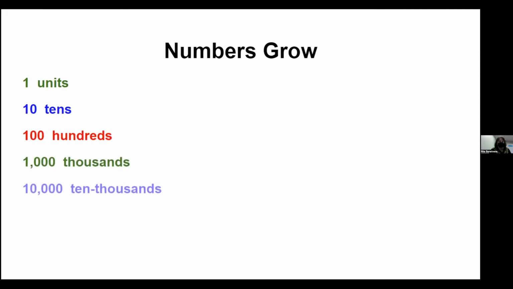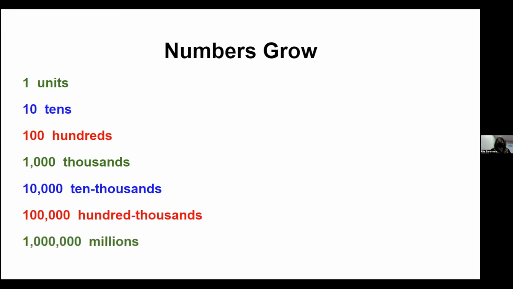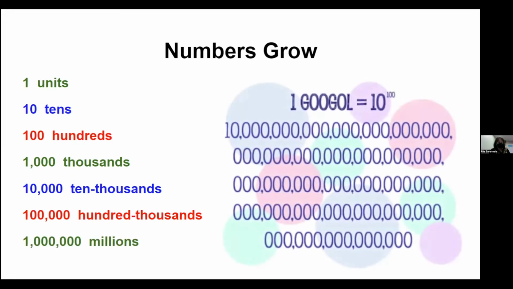people just needed numbers in the units, and tens, and then hundreds, and thousands, and 10,000s, and 100,000s, and millions, and today we have a googol. Okay? 10 to the 100th, we even have a googol. So numbers have grown as humans have needed them to. So now let me tell you another number story.